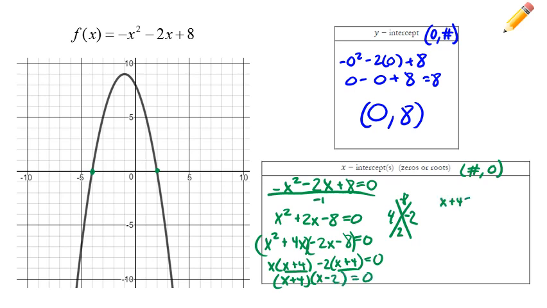Set each factor equal to 0. We end up with x equals -4 and x equals 2. We write those as points, just like I've identified here. We have (-4, 0) and (2, 0). Now, based on my Desmos graph, I know I'm right. Based on the graph you sketched, if you want to add these points on there and extend your graph, that would help it become more accurate.